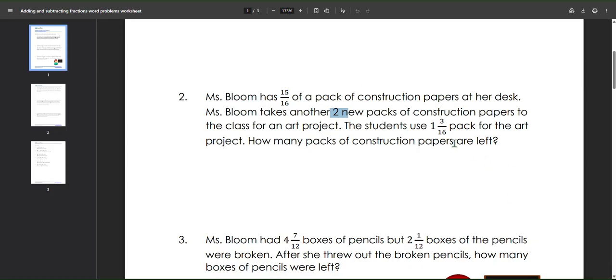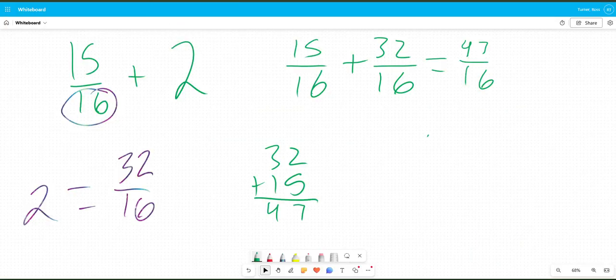Now looking at our information still, the students used 1 and 3 16ths because we're still not done. We need to convert 1 and 3 16ths as a fraction over 16, also known as an improper fraction depending on what your state curriculum is. 16 times 1 is 16, plus 3 is 19. So 19 over 16. So now we have what we used and what was in total.